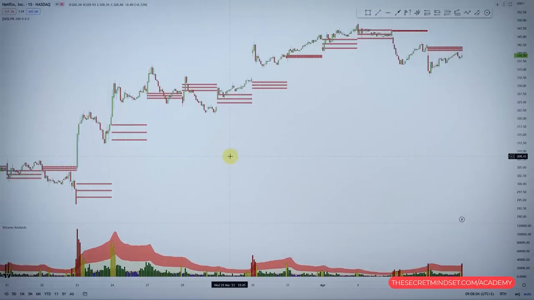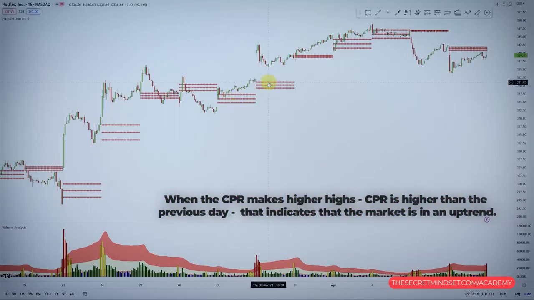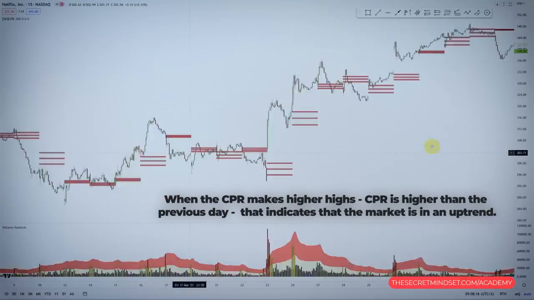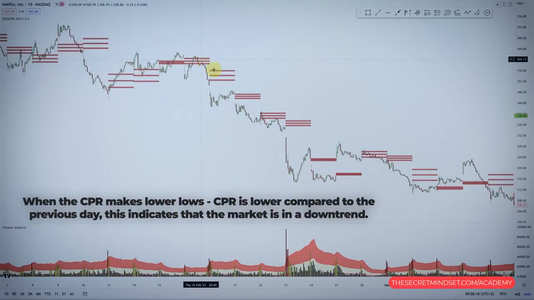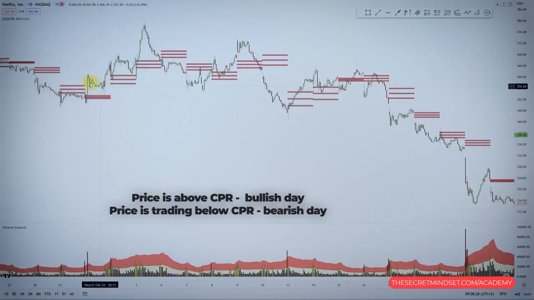So how to read the price action using the central pivot range? When the CPR makes higher highs, meaning the CPR is higher than the previous day, that indicates that the market is in an uptrend. When the CPR makes lower lows, meaning it is lower compared to the previous day, this indicates that the market is in a downtrend. As long as the price is above the CPR, it's generally known as a bullish day. And as long as the price is trading below the CPR, we are in a bearish day.